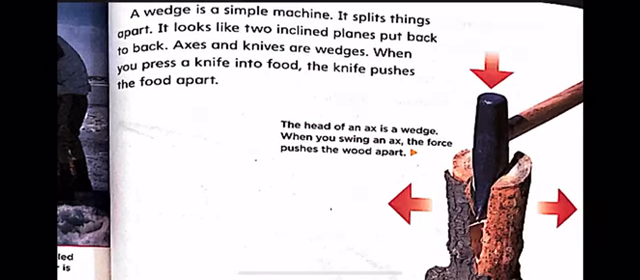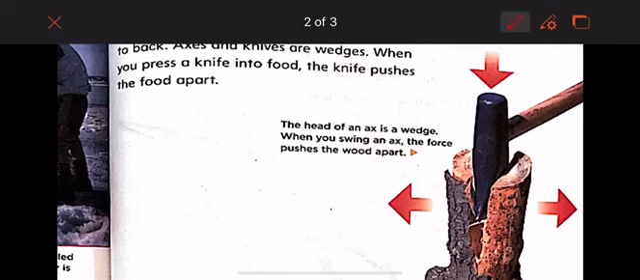Here, a wedge. A wedge is a simple machine. It splits things apart. This is the wedge. It looks like two inclined planes put back to back. Axes, knives, and wedges. When you press a knife into food, the knife pushes the food apart, which is to split.